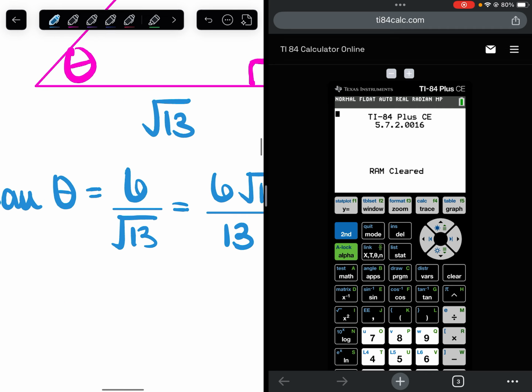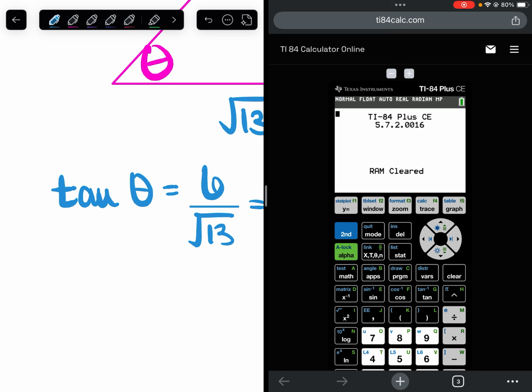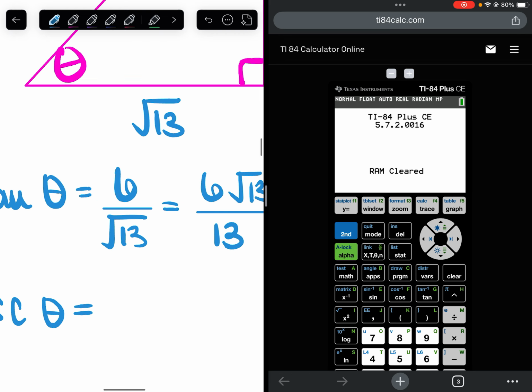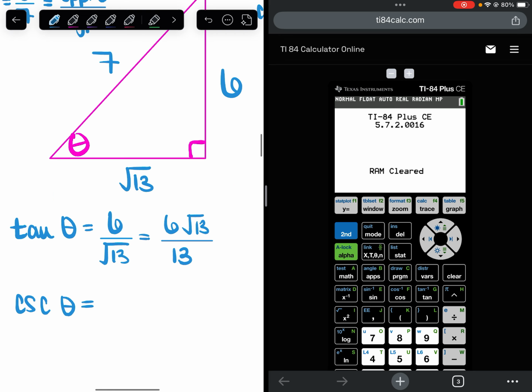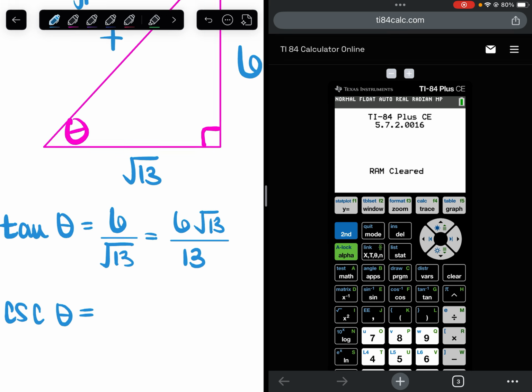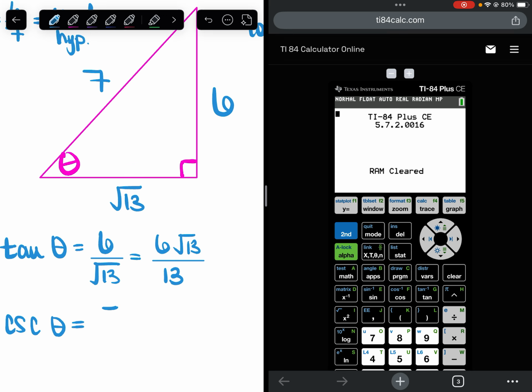Okay. Then I need secant. The order you find them in doesn't matter. Cosecant, whatever you want to find next. I usually go to cosecant. I have a set order I like to do them in my brain. Cosecant of theta. Cosecant is the reciprocal of sine. Sine is opposite over hypotenuse. Cosecant is hypotenuse 7 over opposite 6.